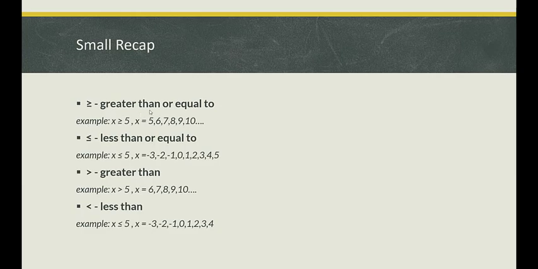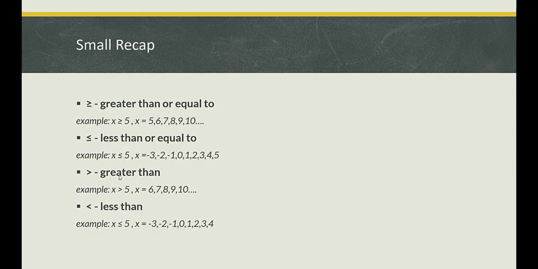So for example, for greater than or equal to, when x is greater than or equal to 5, x is equal to 5, 6, 7, 8, 9, 10, 11, 20, until 1000. Any number including 5 and more than 5 is indicated with this symbol. And for less than or equal to, any number that is less than or includes 5, which is 5, 4, 3, 2, 1, 0, negative 1, negative 3, until negative 1000 something, is included.